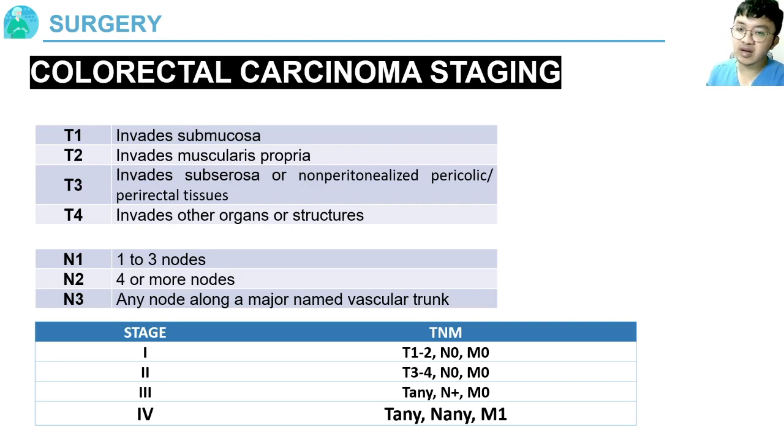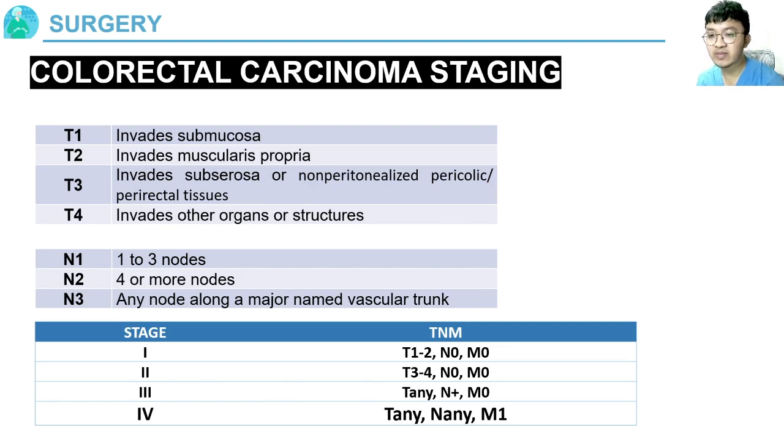Now for colorectal carcinoma staging, they've asked TNM questions which just describe the layer of the bowel involved. For T1, it's submucosa. For T2, it's muscularis propria. For T3, it involves the subserosa or non-peritonealized pericolic or perirectal tissue. T4 invades other organs or structures. N1, 1 to 3 nodes; N2, 4 or more nodes; N3, any node along a major vascular trunk.